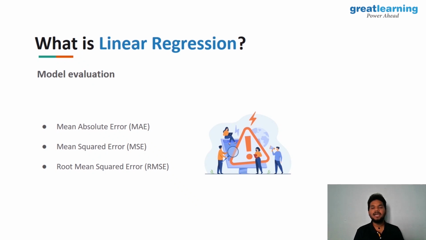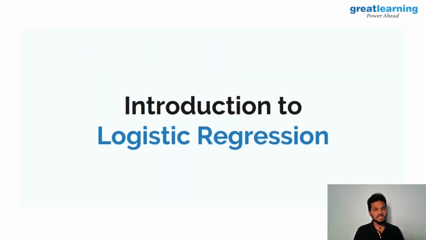You have the MSE, which is mean squared error, and of course RMSE, which is root mean squared error, which is again a very popular form of evaluating a model based on its performance. These will give you the error rate, and the goal is to bring the error rate as far down as possible. That was linear regression.